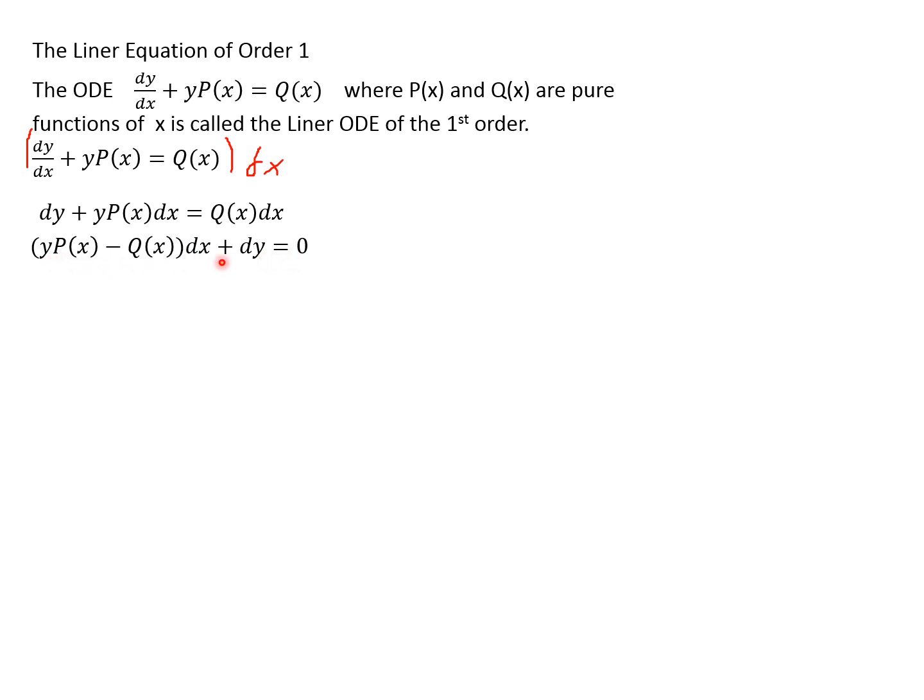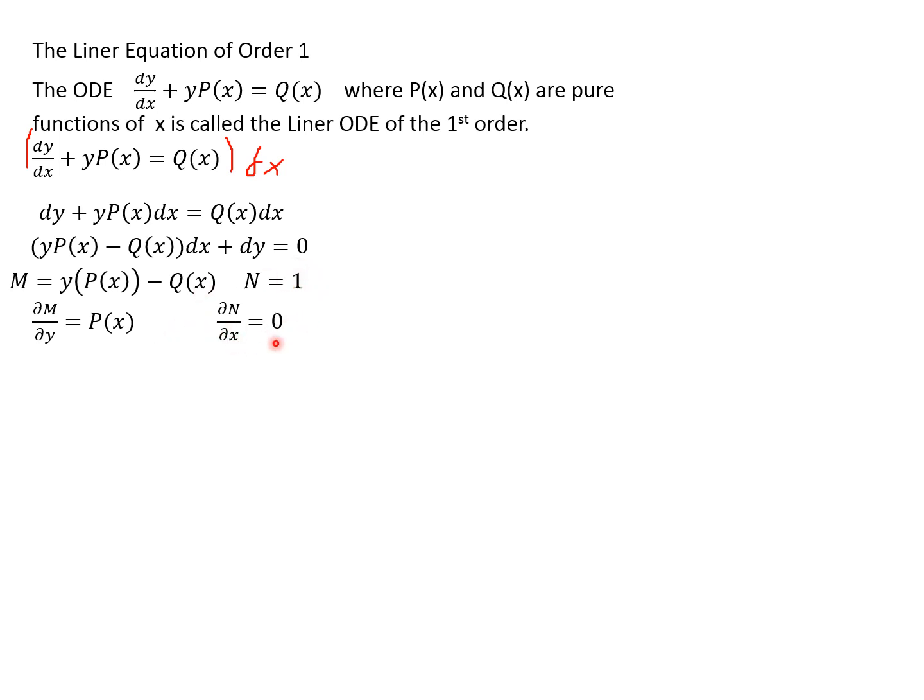We want to find an integrating factor for this differential equation. So we let M = y p(x) - q(x), and we let N = 1. Now getting partial derivatives, the partial derivative of M with respect to y is equal to p(x). Notice that p(x) and q(x) will be constants because you're differentiating partially with respect to y. At the same time, if you get the partial derivative of N with respect to x, the derivative of 1 is 0.